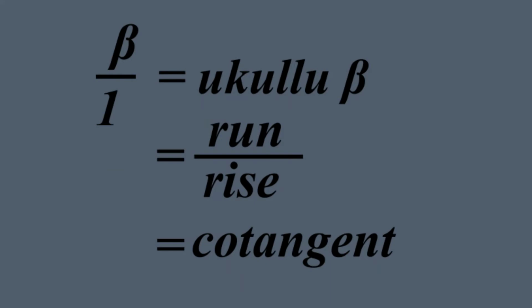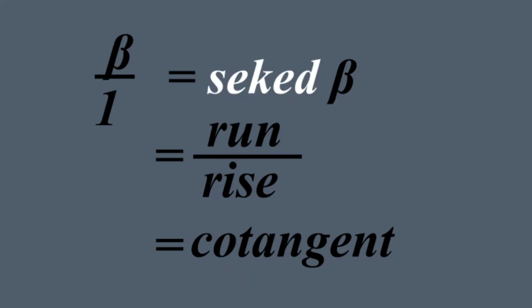We have established that in BEST, the Babylonians used a relationship beta over 1 equals Euclid, beta equals run over rise, which is equivalent to the cotangent. The equivalent of the Babylonian Euclid is the Egyptian secant. Therefore, we may substitute the Euclid with the secant, yielding the following: beta over 1 equals secant beta equals run over rise, which is equivalent to the cotangent.